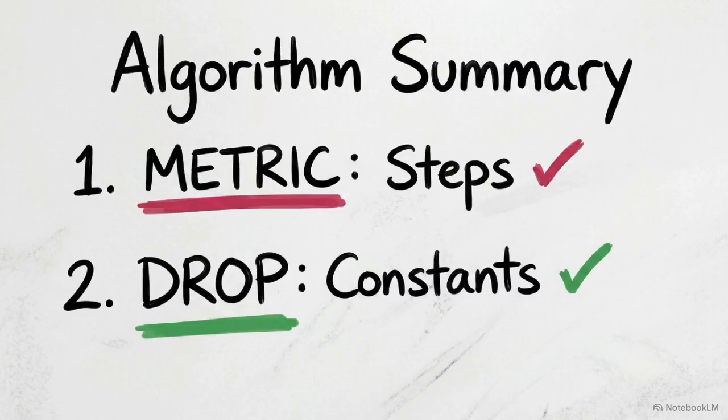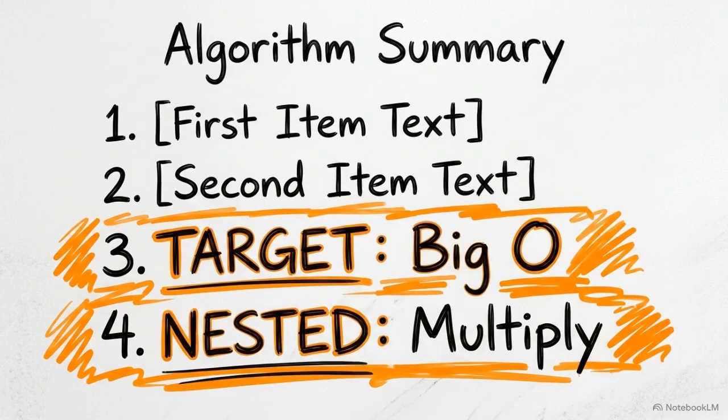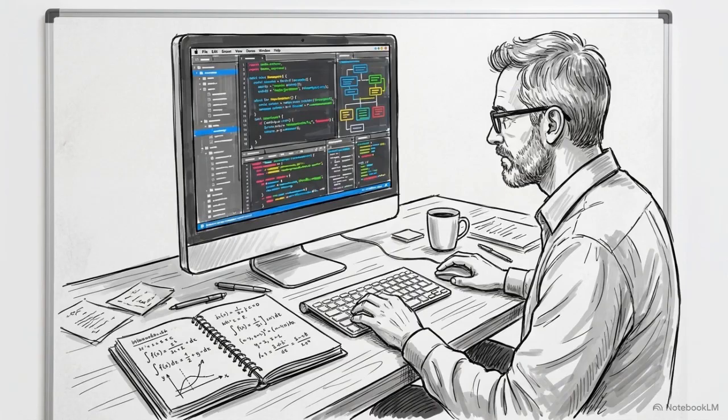We have covered a lot of ground today. Take a screenshot of this summary. Count steps instead of seconds, ignore all constants, prepare for the worst-case scenario, and multiply the bounds of independent loops. Internalizing these 4 rules gives you the exact foundation you need to break down the advanced algorithmic problems in our upcoming lessons.